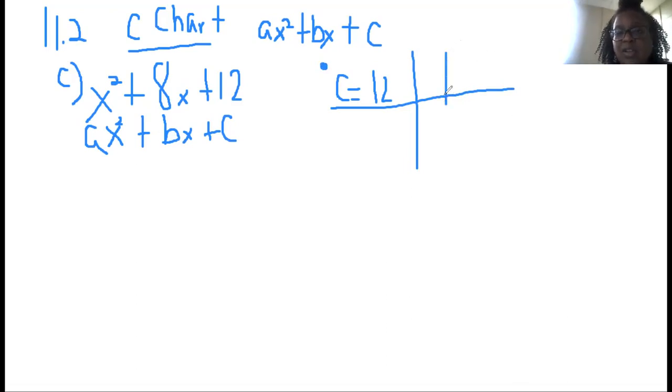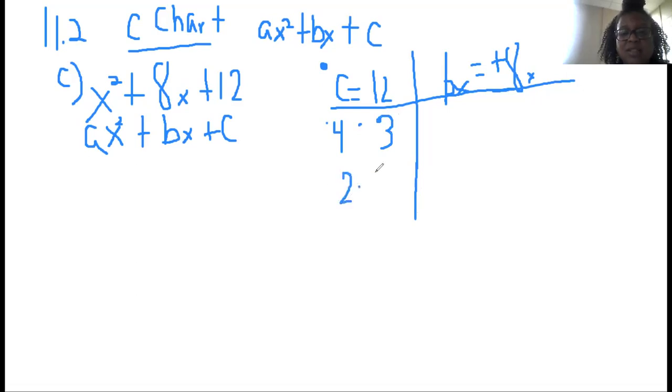And then on the right-hand side of that will become my BX. And when I look at my BX, it is equal to a positive 8x. As we recall the process, what I'm trying to determine out of the C chart is what two numbers make 12. Well, we know 4 times 3. We also know what else makes 12? 2 times 6. Then, of course, 12 times 1.